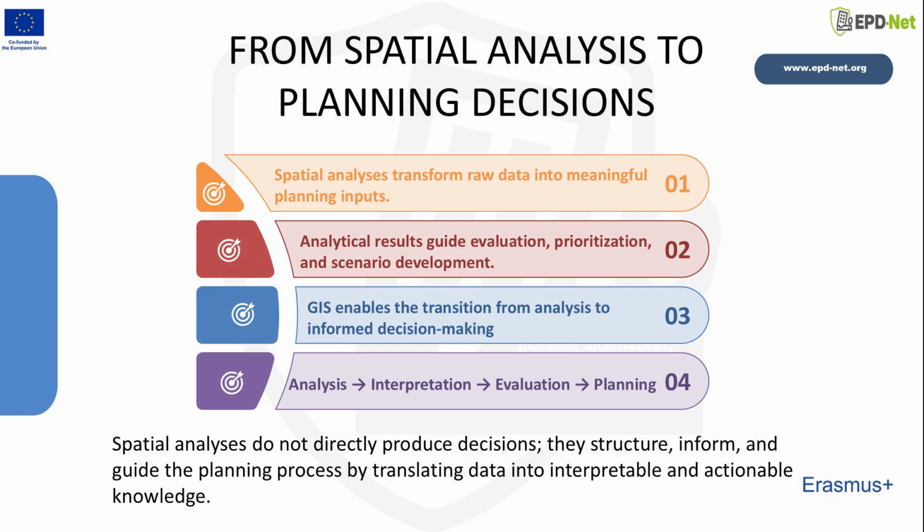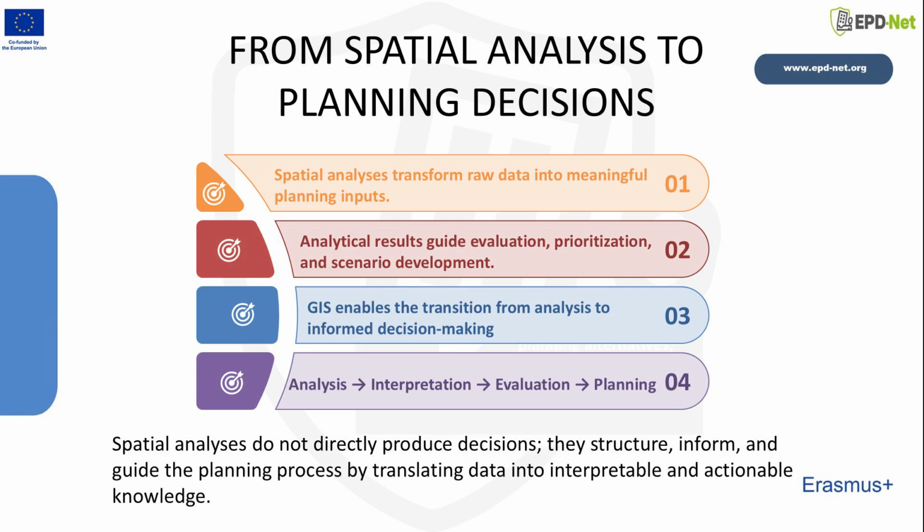Query analysis identifies where specific conditions occur. Proximity analysis evaluates spatial relationships and distances. Overlay analysis examines how multiple spatial factors interact. Density analysis reveals areas of concentration or intensity, and network analysis assesses accessibility and connectivity within urban systems. Together, these analytical methods enable planners to transform spatial data into meaningful insights, supporting evidence-based, sustainable, and resilient planning decisions.